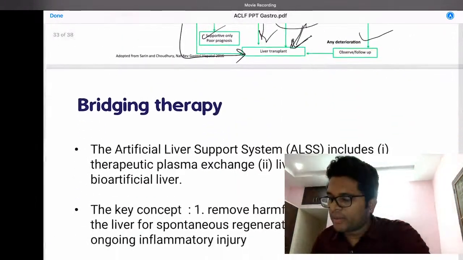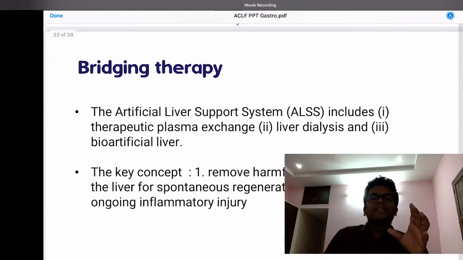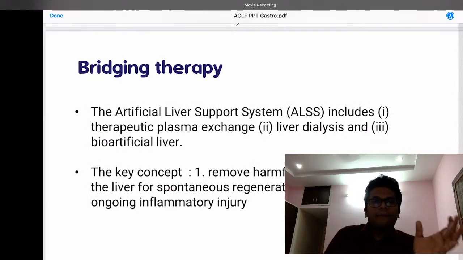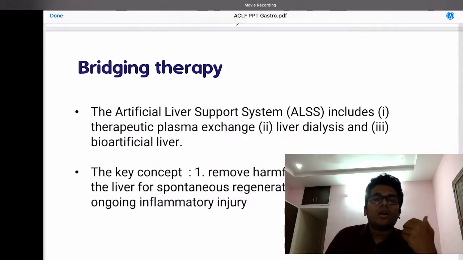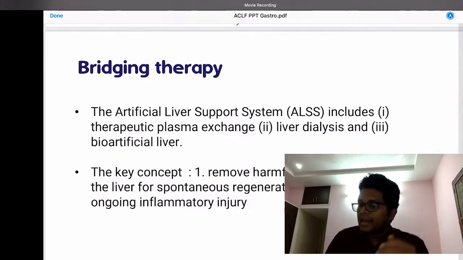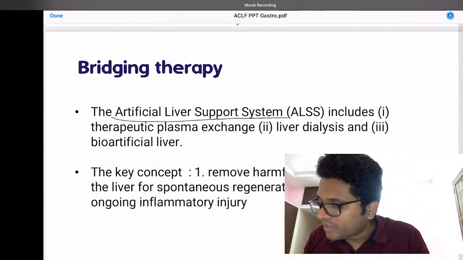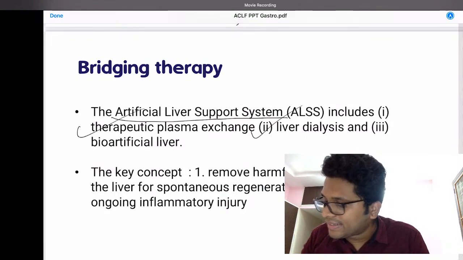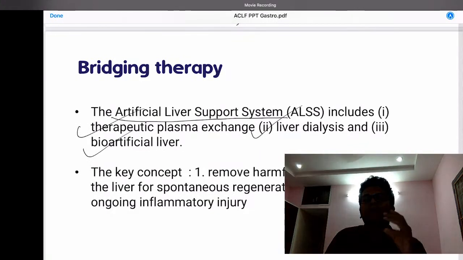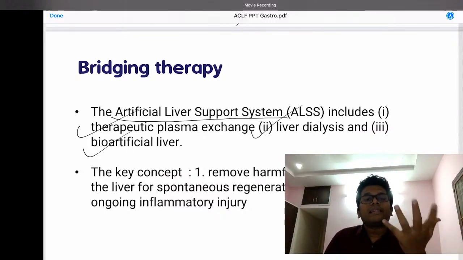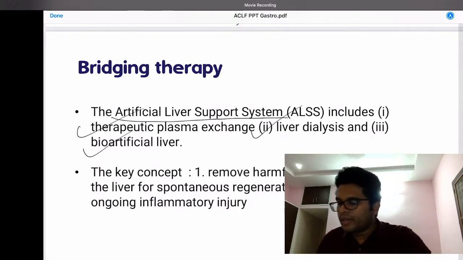Okay. So next, coming to bridging therapy. Now, bridging therapy is a therapy which is given to bridge a patient for organ transplant. That means for liver transplant, the patient may initially be non-eligible, or the patient is listed and you are waiting, and that is when you would want to give some other therapy and see whether it helps. Now, you would classify bridging therapy as an artificial liver support system that includes plasmapheresis, liver dialysis, and bioartificial liver. These are the three modalities. The key concept is that these methods remove the harmful toxins, support the liver for spontaneous regeneration, and also reduce ongoing inflammatory injury.